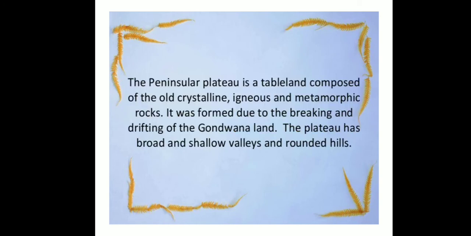The Peninsula Plateau is a tableland composed of old crystalline, igneous, and metamorphic rocks. It was formed due to the breaking and drifting of the Gondwana land. The plateaus have broad and shallow valleys and rounded hills.